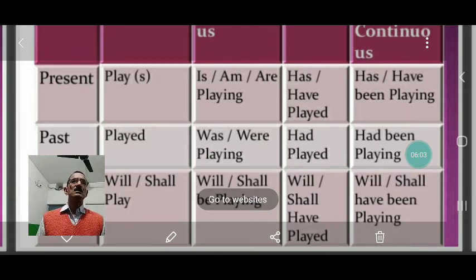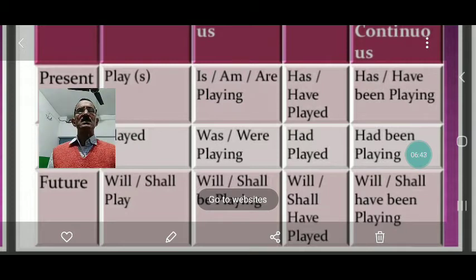If it is perfect tense, past perfect, then we use had plus V3. Had played means I had played, we had played. And if it is past perfect continuous tense, we use I had been playing, we had been playing, he had been playing. Like that we can use any form of verb plus ing. Had been is compulsorily used to indicate the action started in the past and was continued to happen in the past time.